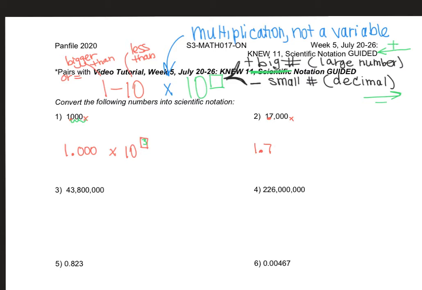So 1.7 times 10 to the what? How many times did we have to move this decimal? 1, 2, 3, 4. And because we started with a big number, okay, it's a positive number. So let's try the next one.